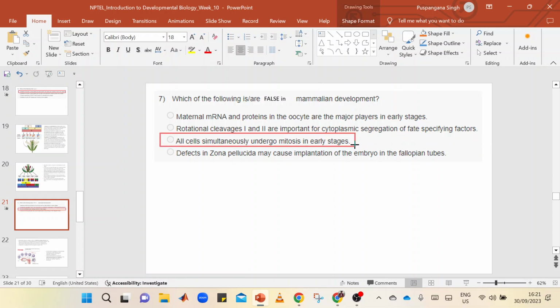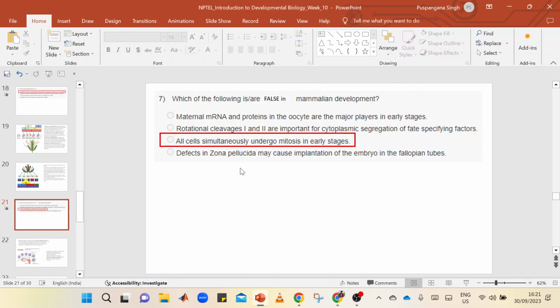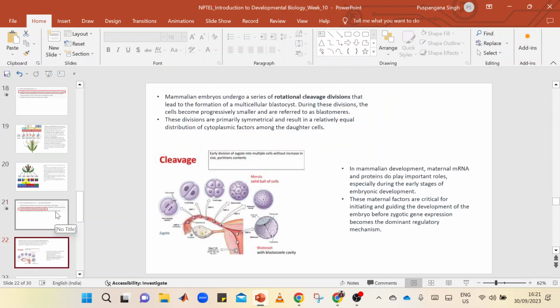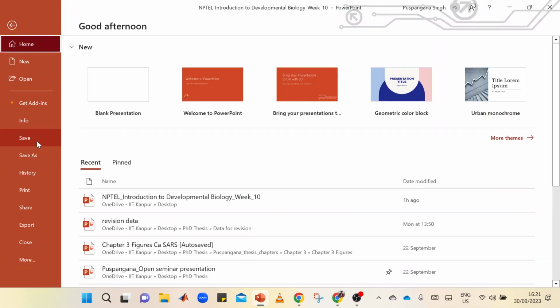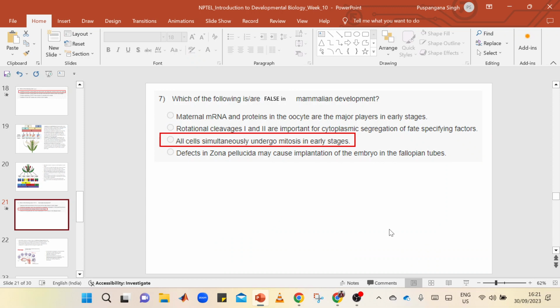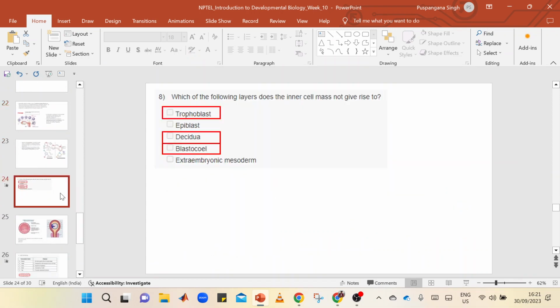So this will be the correct answer because all cells simultaneously undergo mitosis in the early stages. Once differentiation starts, then we cannot say for sure. So you are correct. Okay, let's move on to the next question.